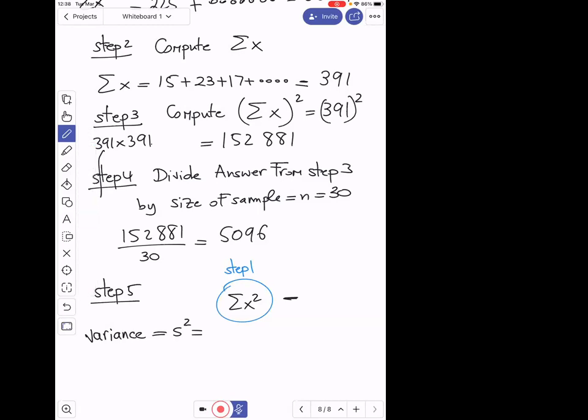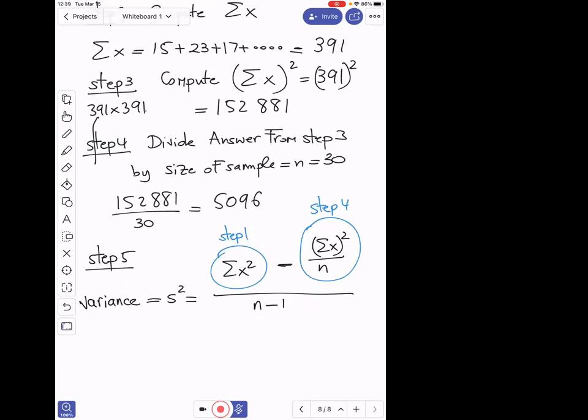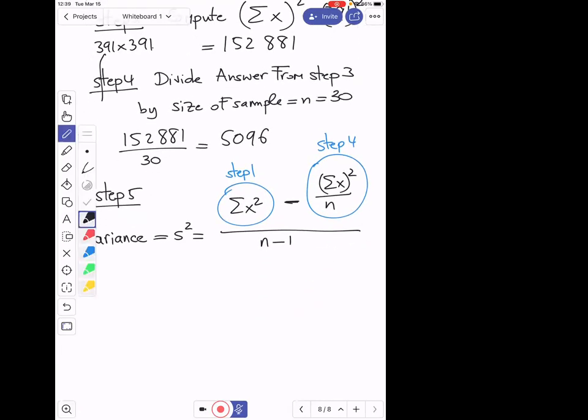I'm going to write here sum of the x squared over n. This is from step 4, the answer from step 4. And then you need to divide by n minus 1. Again, n is the size of the sample, so this is 29. Thank you, Yanni. So this is S squared.